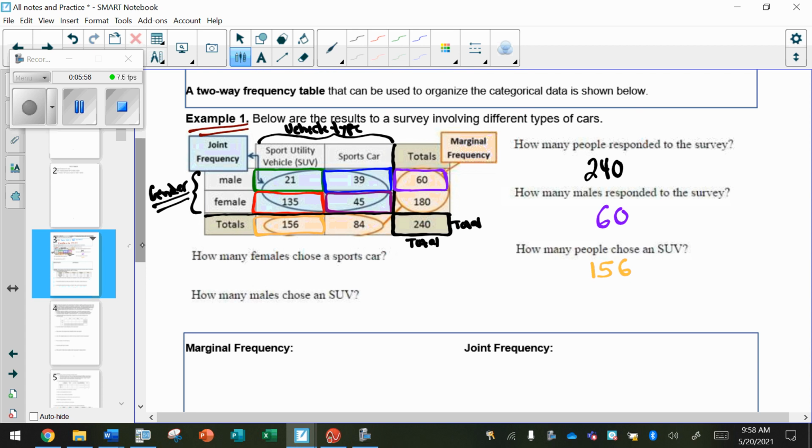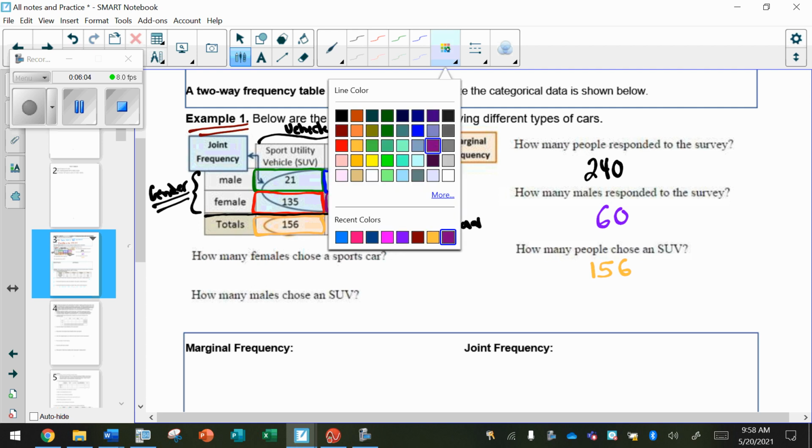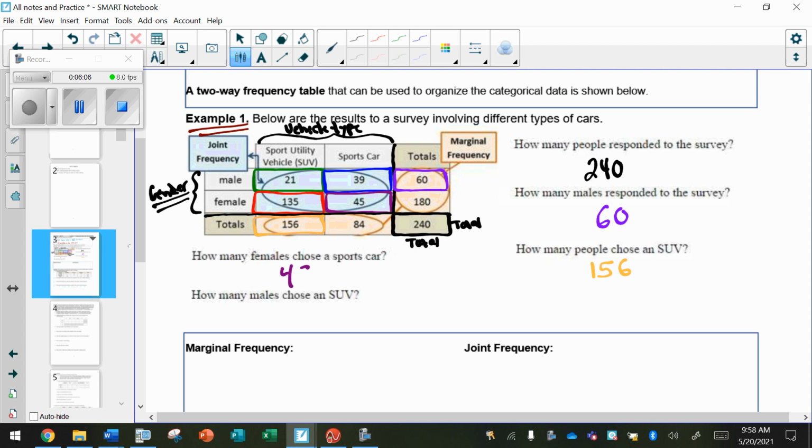How many females chose a sports car? So how many people that identify as female chose a sports car? That was 45. And how many of those that identify as male chose an SUV? That was the 21. So that's how we read our frequency table.